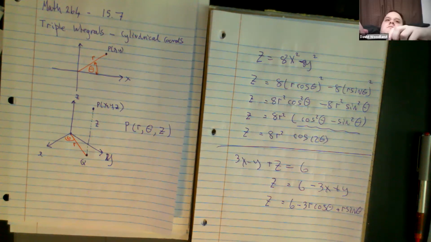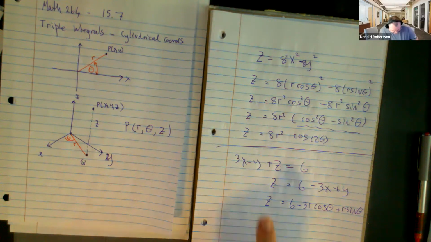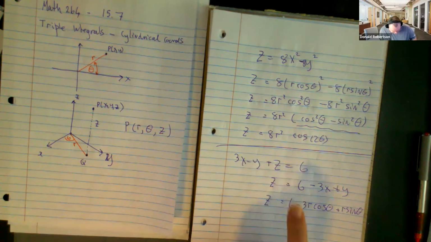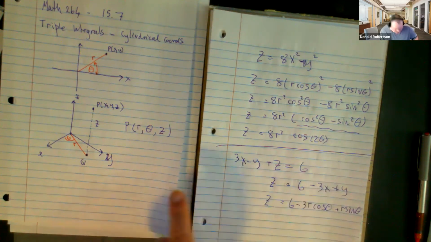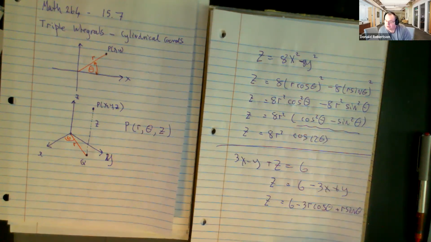Are you comfortable about converting x, y, z equations into a z equals, or maybe a z squared equals in some cases? You feel comfortable about the algebra? Every x turns into r cos theta, every y turns into r sin theta, and then you try and make it as pretty as you can after that.